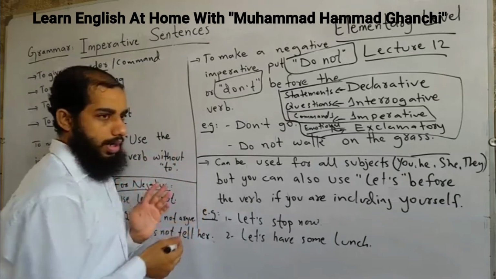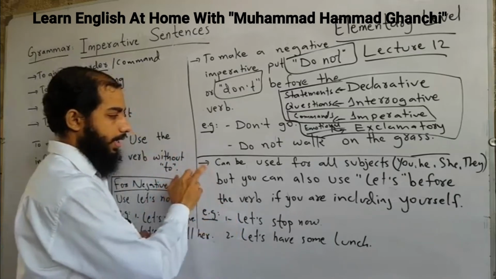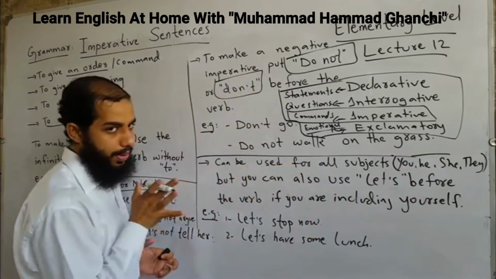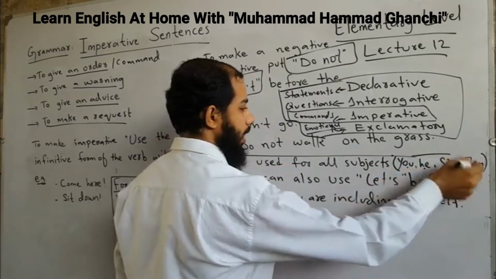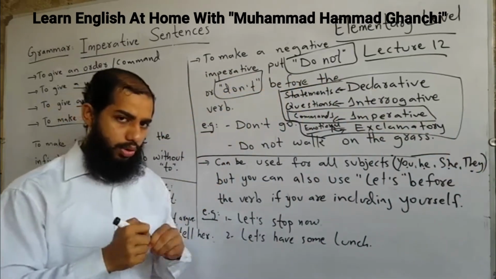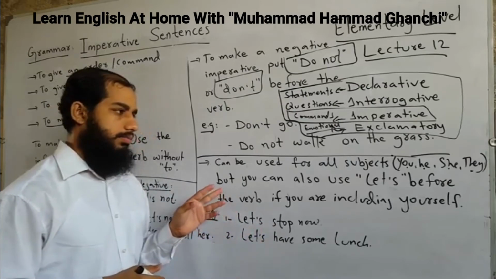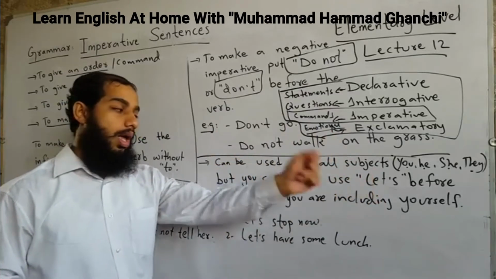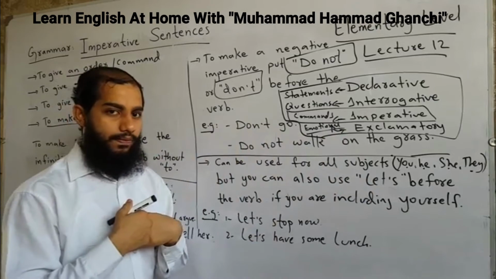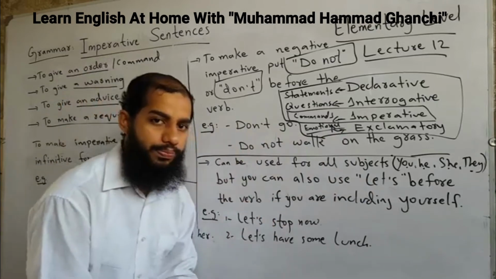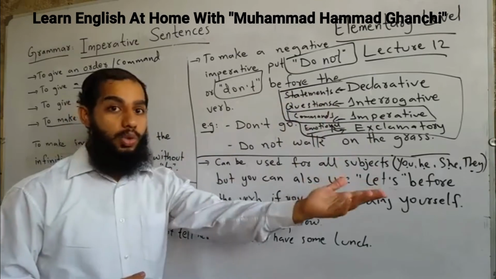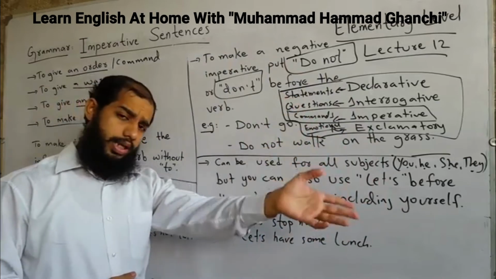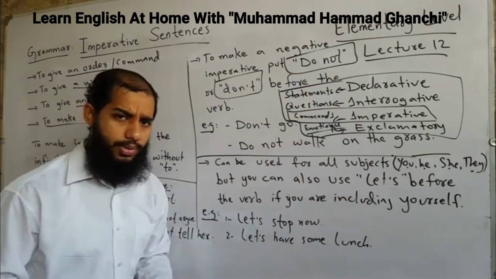Okay, so let's go in detail more. Can be used for all subjects. हम जो है तमाम subject के लिए हम imperative इस्तेमाल कर सकते हैं. For example, you, he, she, they. There can be anyone more. But if you want to include yourself, क्योंकि आप command normally दूसरों को देते ना. Like get out. So आप किसी न किसी को कह रहे हैं, तो वो you भी हो सकता है, he भी हो सकता है, she भी हो सकता है, they भी हो सकता है, it भी हो सकती है, anyone, animal भी हो सकता है, okay.